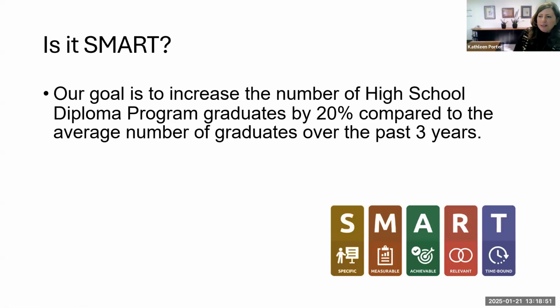Do you think this one is SMART? Our goal is to increase the number of high school diploma program graduates by 20% compared to the average number of graduates over the past 3 years. So is it specific? We said yes, it's increasing the number of high school diploma program graduates. Is it measurable? By 20%. 20% over what? The number of graduates over the past 3 years.